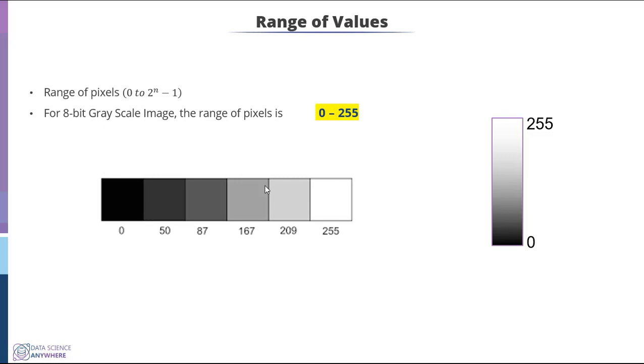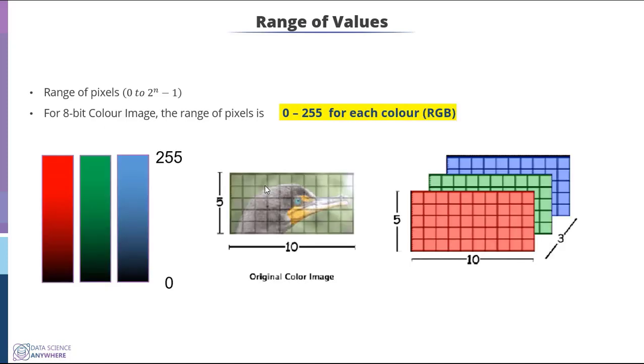We can also define the values for color. The values for color are almost the same as grayscale, from 0 to 255 for an 8-bit image. But a color image is basically a combination of 3 images. If you consider this image, which has a width of 5 and a height of 10, there will be 3 different matrices, or you can say 3 different images.